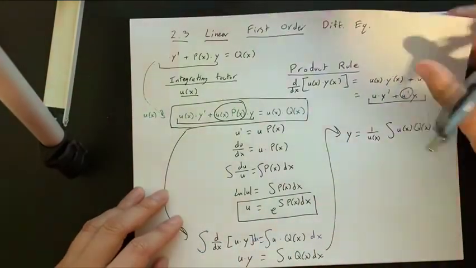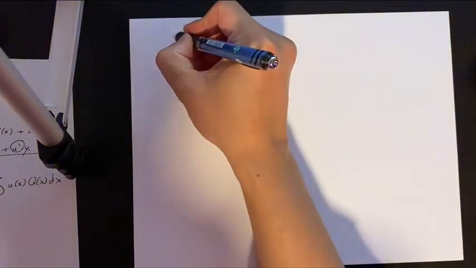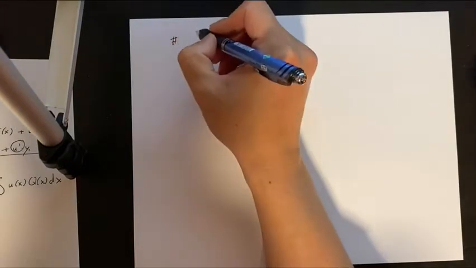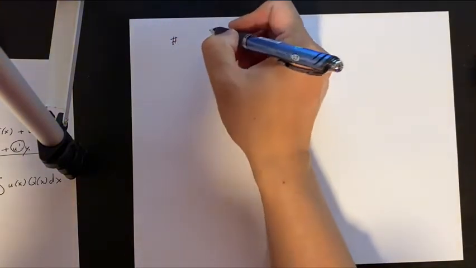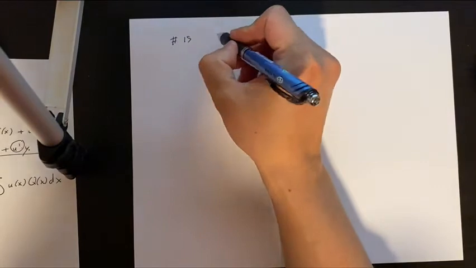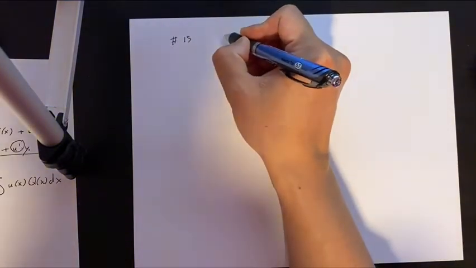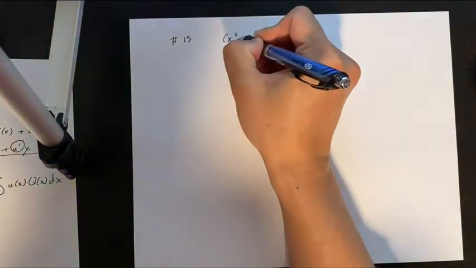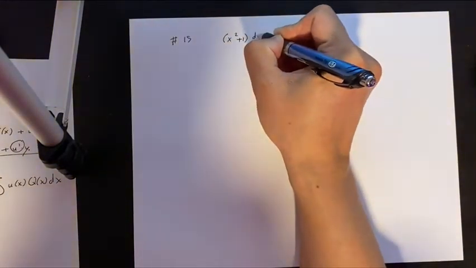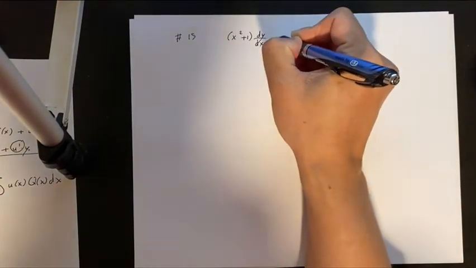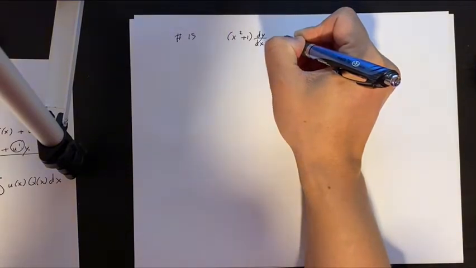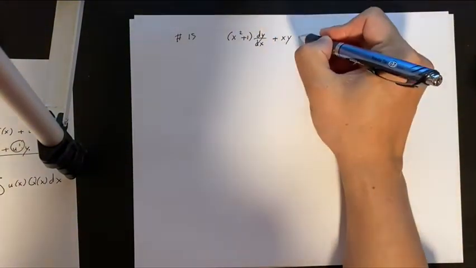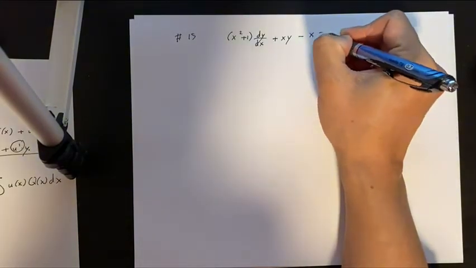All right, so let's try one example. And so this is going to be number 15 in the book. And it's going to be x squared plus 1 dy dx plus xy minus x is equal to 0.